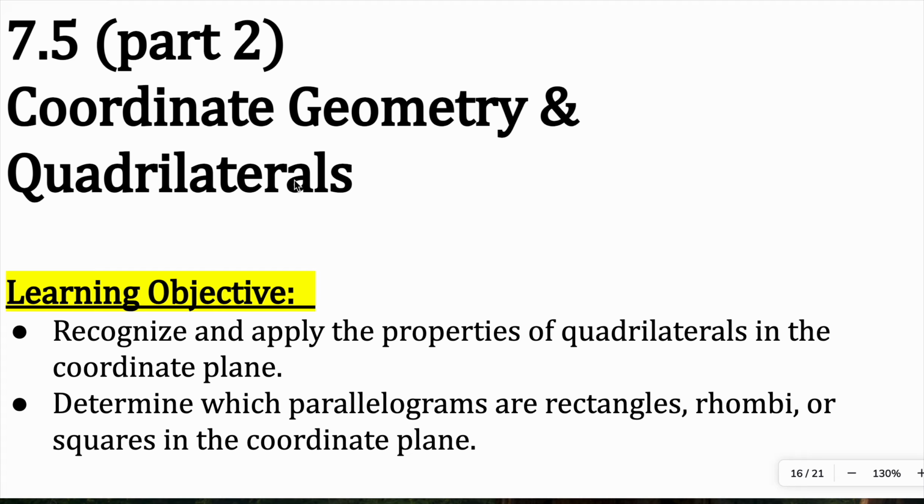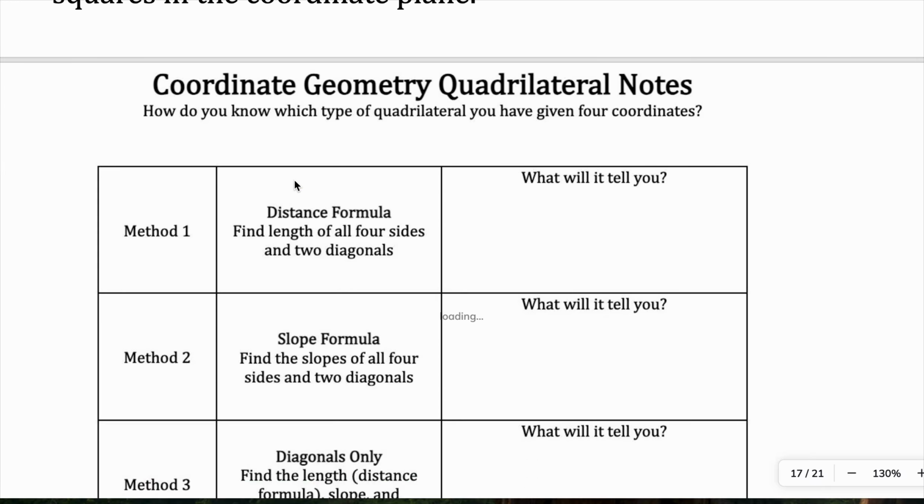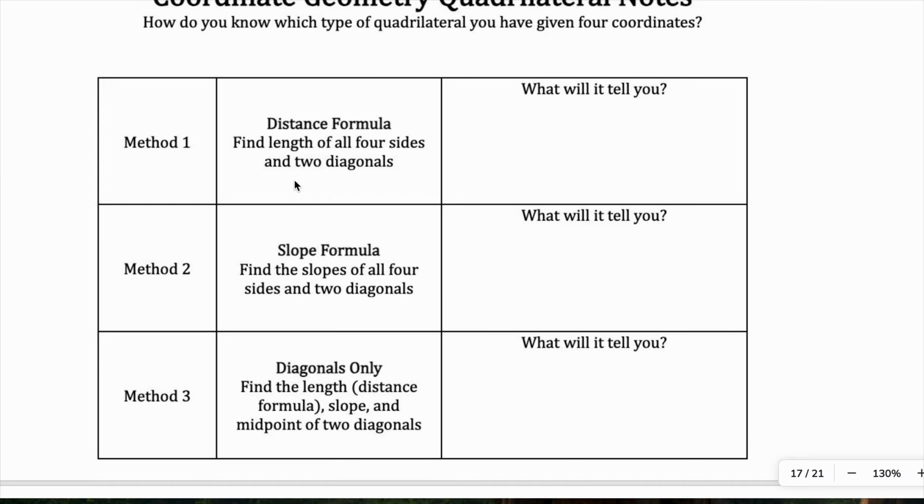Today we're going to look at lesson 7.5, but kind of a part 2, because what we're going to do is look at some coordinate planes and coordinate points and decide if the type of figure we're seeing is a quadrilateral, but then could it be a parallelogram like a rectangle, a rhombus, or a square. We got a few things to point out first. We have 3 methods of how we can determine those things.